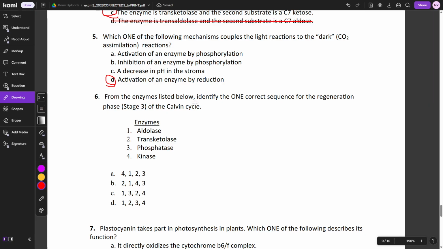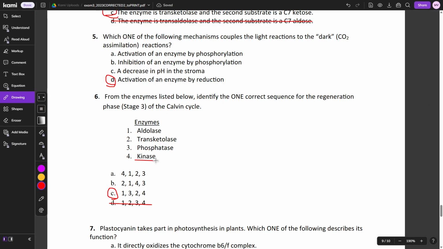For 6, from the enzymes listed, identify the one correct sequence for the regeneration phase. So this is the Calvin cycle, specifically that carbon shuffle. Does anybody remember the ordering? Aldolase goes first. Aldolase does come first. So we take our DHAP and our glyceraldehyde 3-phosphate and we combine them together. And what do we make from that? Fructose 1,6-bisphosphate, right? Is it D? You have to phosphatase it first, yeah. So it wouldn't be D. So it's going to be C.